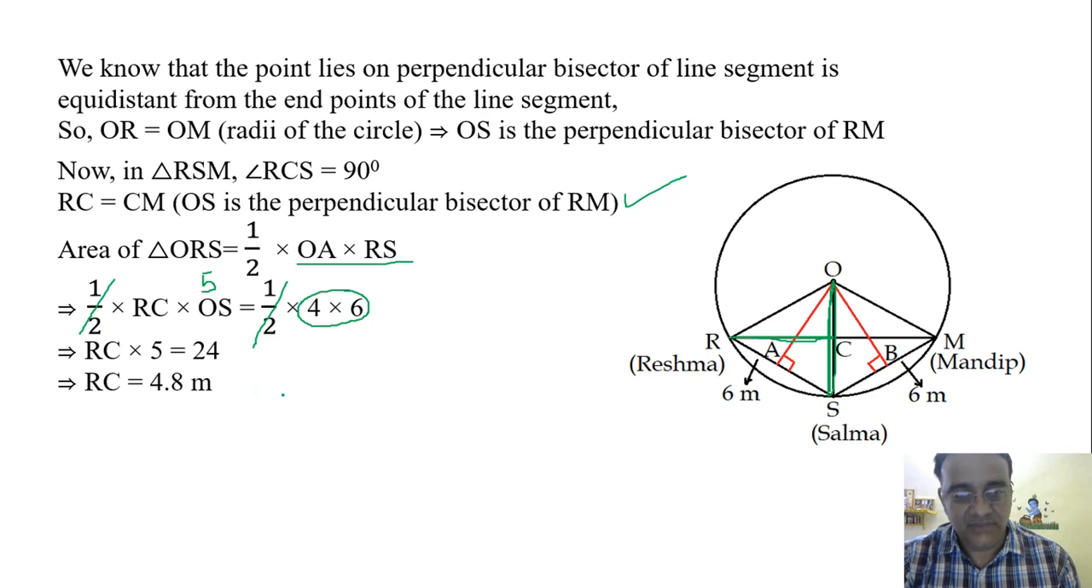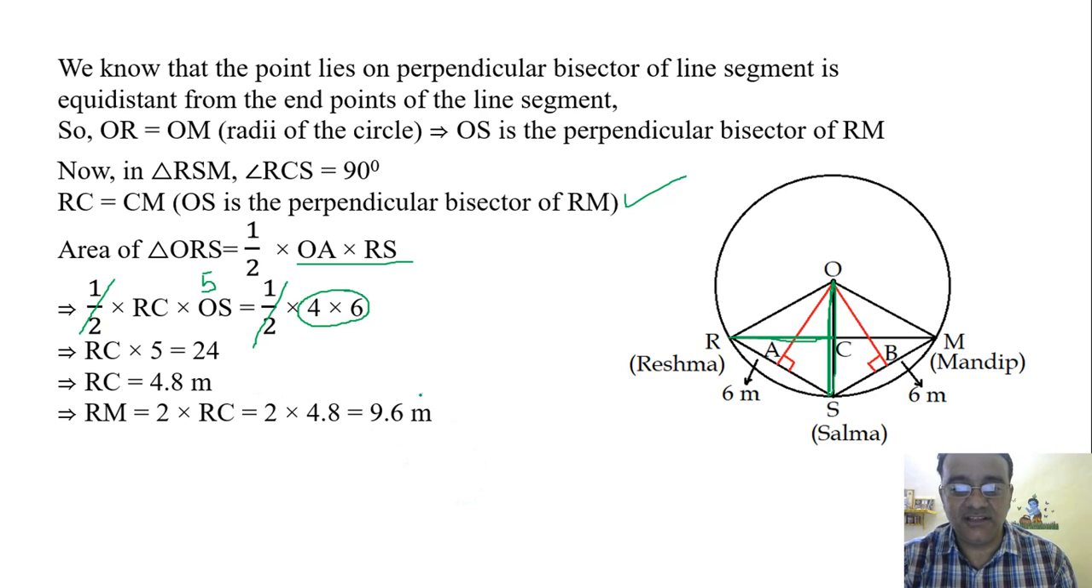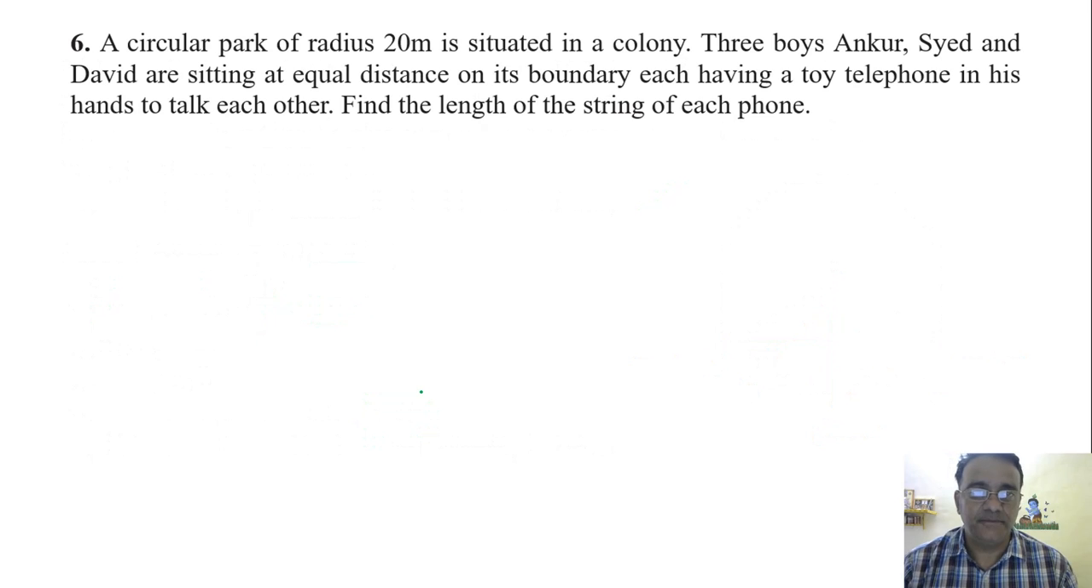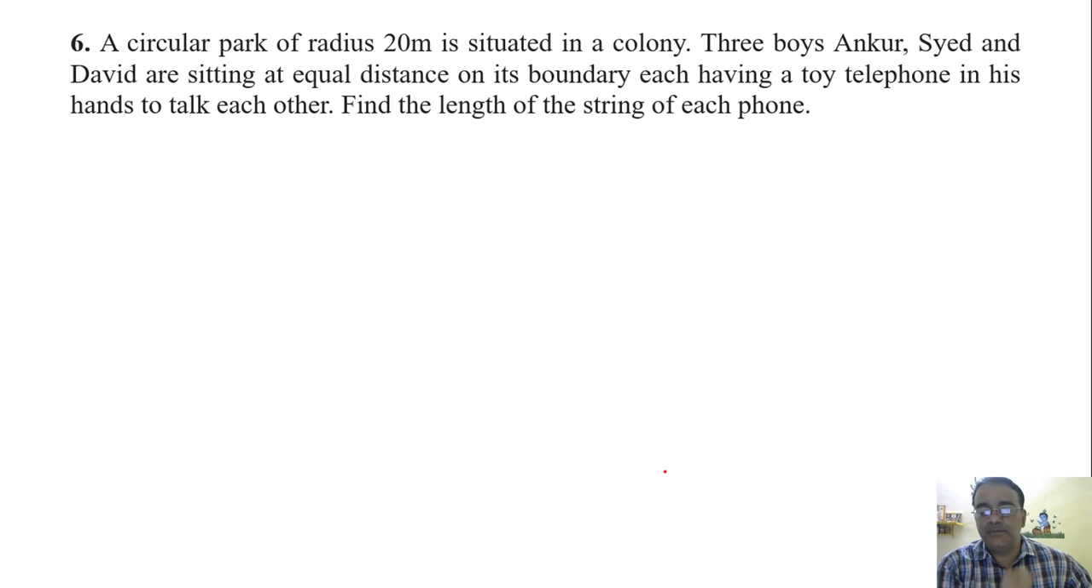2 into RC. Very good. 2 into RC, that is equals to 9.6 meter. So we got the distance between Reshma and Mandeep as 9.6 meter. Any doubt in this question? No, sir. Okay. Now the last question of that exercise.